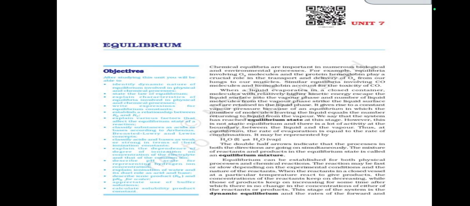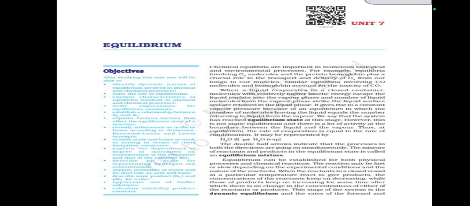At this stage, however, this is a non-static equilibrium, and there is a lot of activity at the boundary between the liquid and the vapor. Thus, at equilibrium, the rate of evaporation is equal to the rate of condensation. It may be represented by H2O(l) ⇌ H2O(vapor). The double half arrows indicate that the processes in both the directions are going on simultaneously.